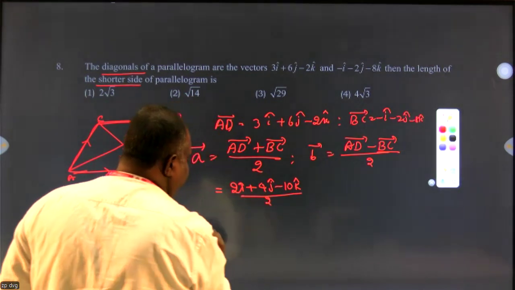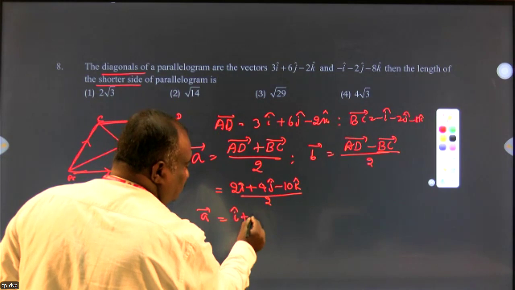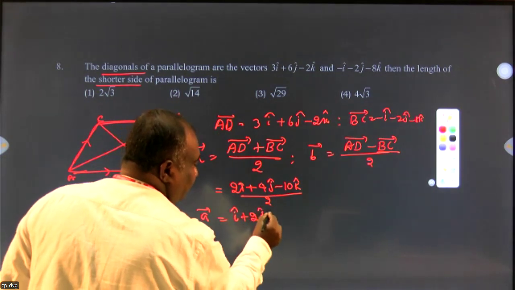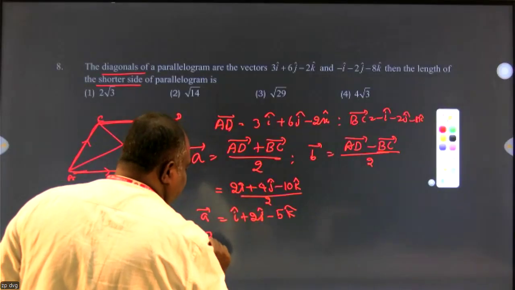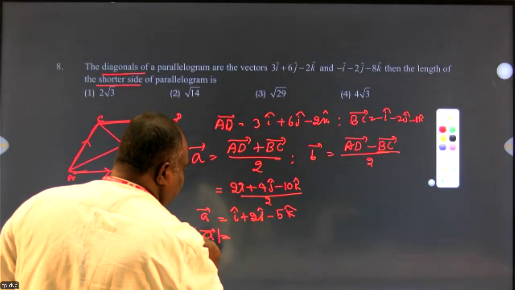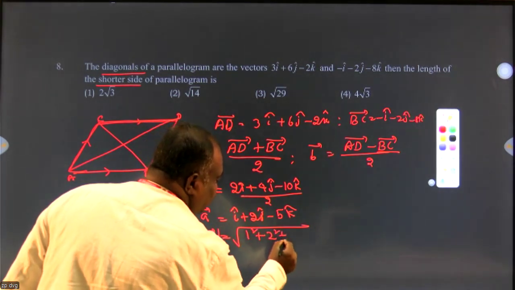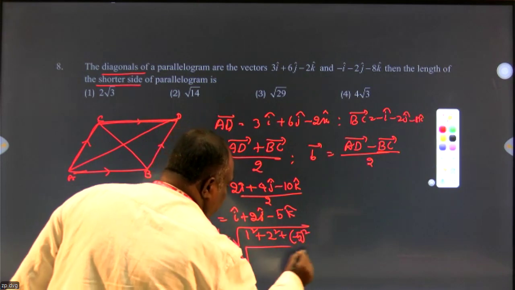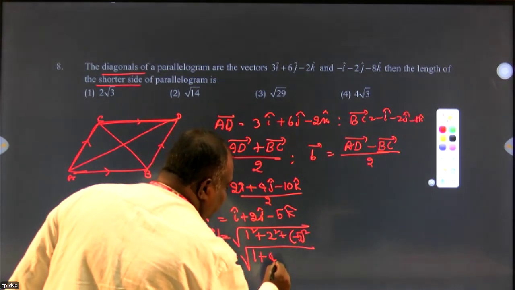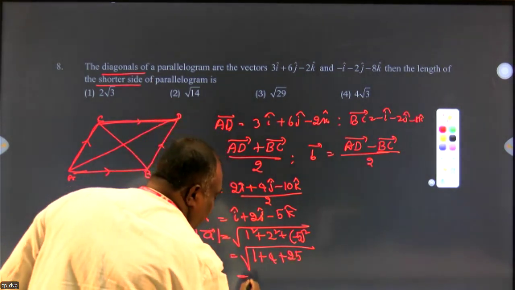Then what you are getting is A bar equal to i plus 4j minus 5k. Now the modulus of A bar is root of 1 square plus 4 square plus minus 5 whole square. Then it is root of 1 plus 16 plus 25. How much are you getting? This one is root 42.